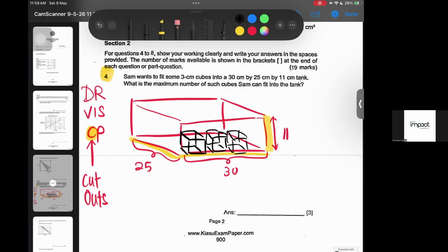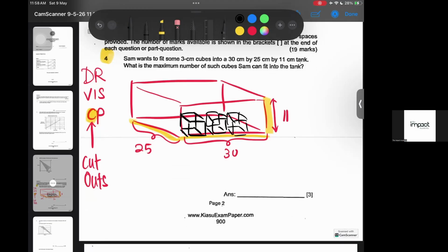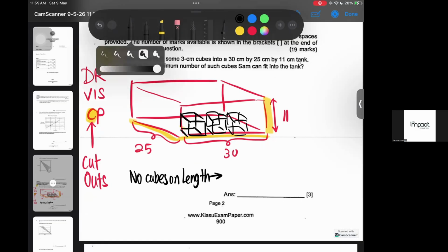But what you have to do is ask yourself, how many cubes can I put on the length? Can you see I just drew this, right? I want to find how many cubes I can put on the length. Who can tell me? If this tank is 30 cm long, how many cubes can I put if one cube is 3 cm? 10, very good. Why do you say 10? Because 30 divided by 3 is equal to 10 cubes.